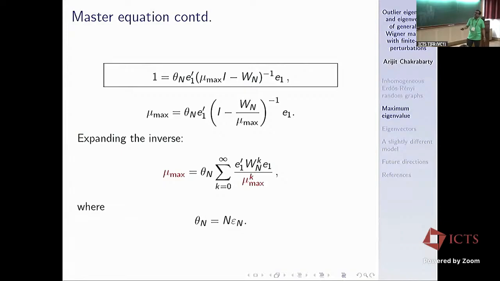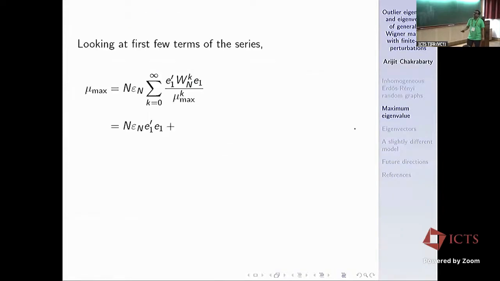Mu max equals this. I mean, there's an abuse of notation. Theta n is now an abbreviation for n times epsilon n. Theta n's are not the eigenvalues I started with, but nonetheless, we understand what's going on. Okay, so mu max is this. Now, if you look at the first two terms, the first term is a deterministic term, n epsilon e1 prime e1. Okay, this is completely deterministic. The second term, n epsilon n by mu max, is approximately 1. Okay, this goes to 1 in probability.